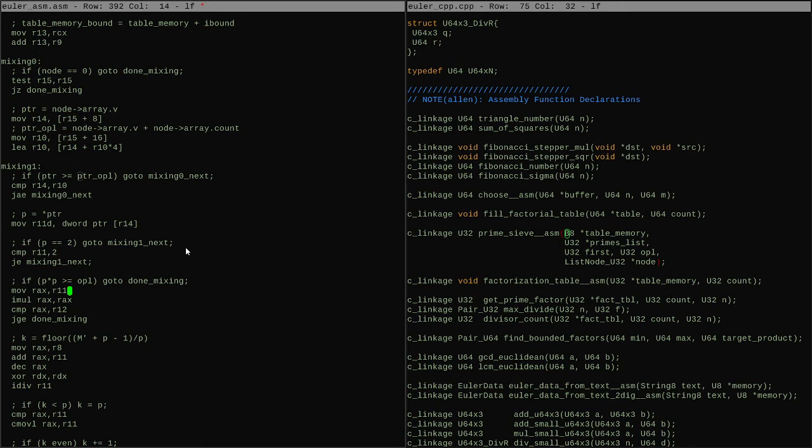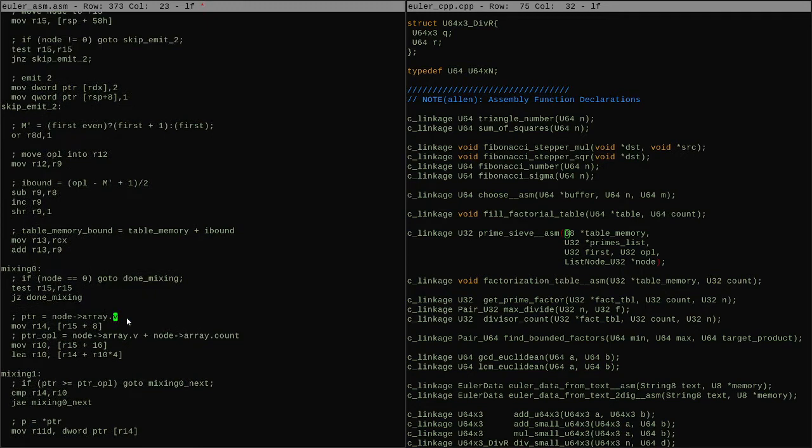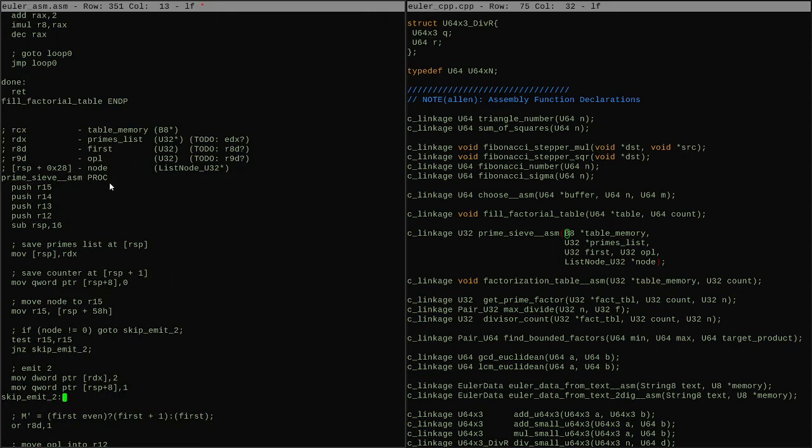So let's see. P is being read out of this pointer here, which is originally pointing at the same thing as an array.v. So I think that's a U32, because these are nodes of U32s.